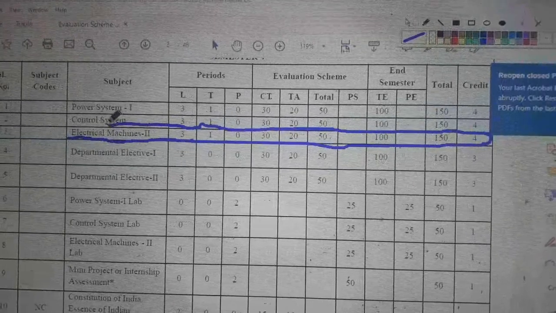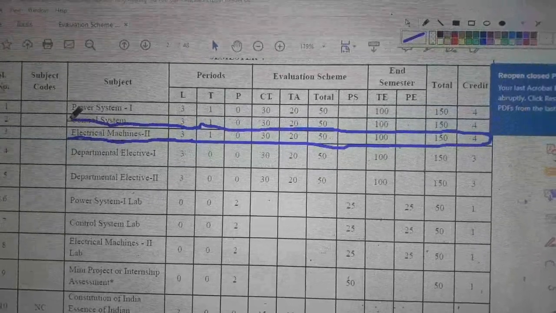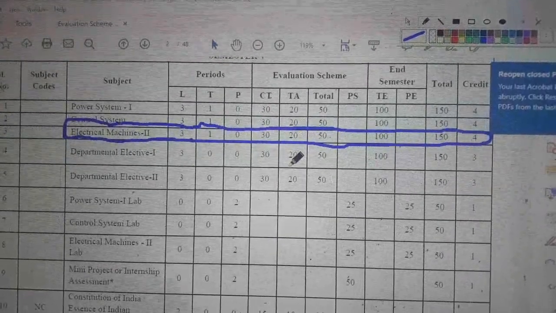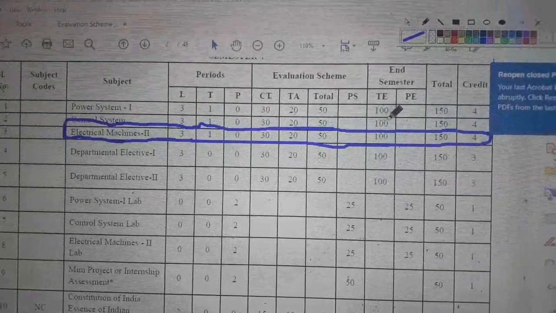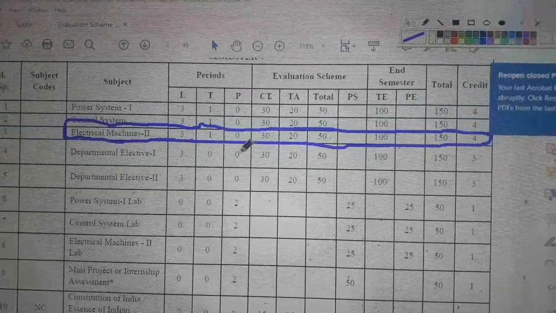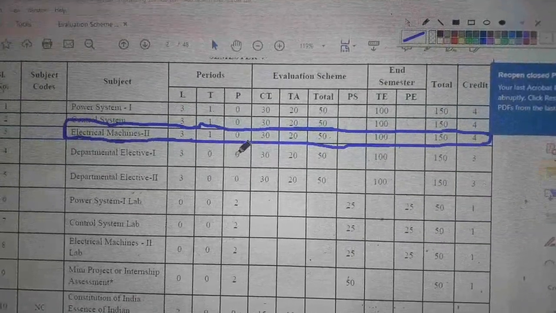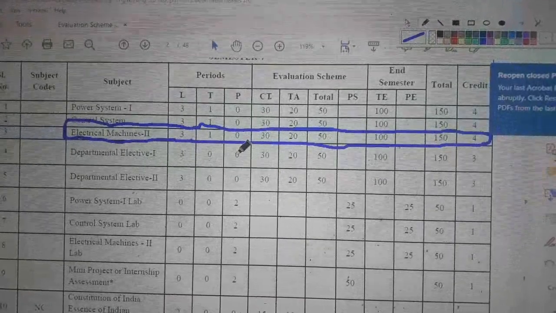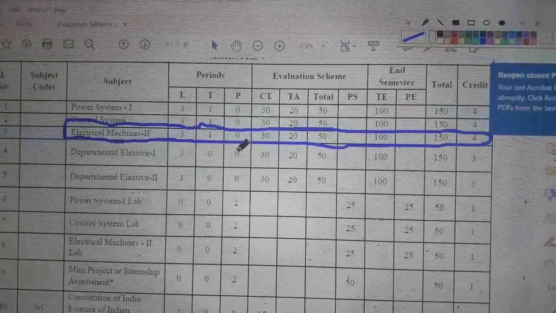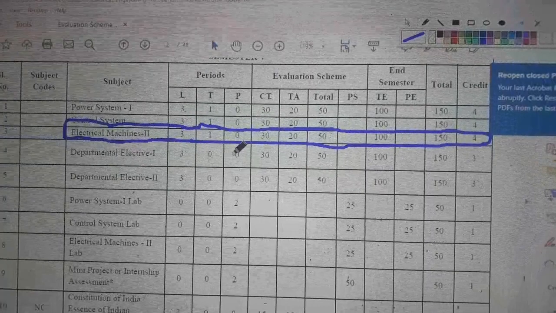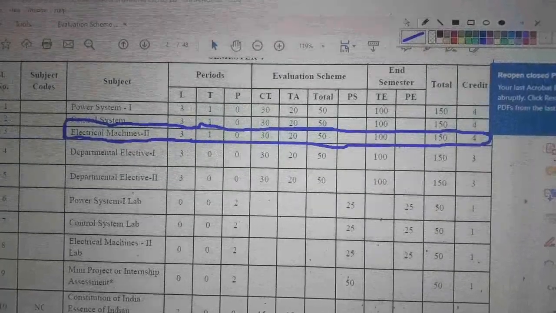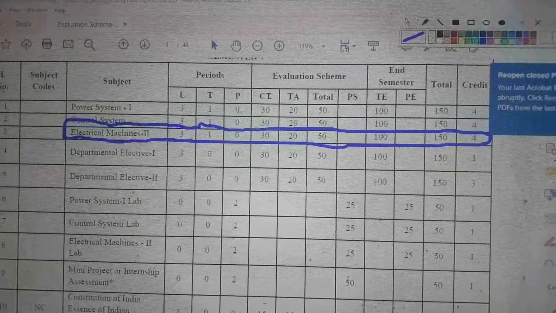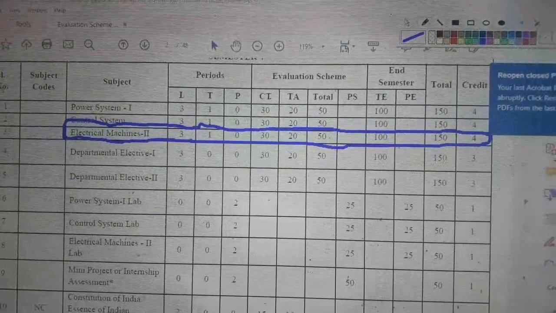This is an important and core subject for electrical engineering students, and after that we will discuss the course outline. What are the topics which we will cover in the course of electrical machine 2. Now we will discuss the syllabus of electrical machine 2.